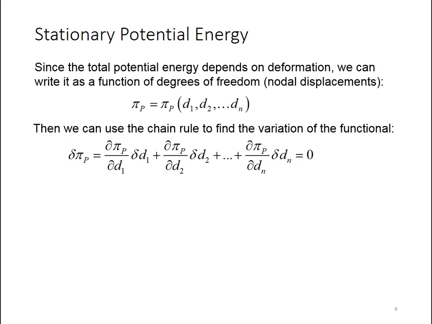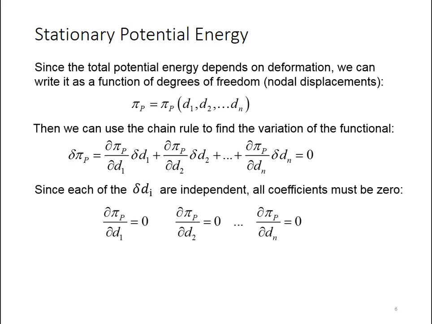So the total variation, d pi p, is similar to total differential, and we use the chain rule of all of the variables that pi p depends on. So d pi p is equal to derivative of pi p with respect to d1 times the variation of d1, and so on, adding each one of those nodal displacements in. Now the sum of those has to equal 0 if we are at equilibrium.